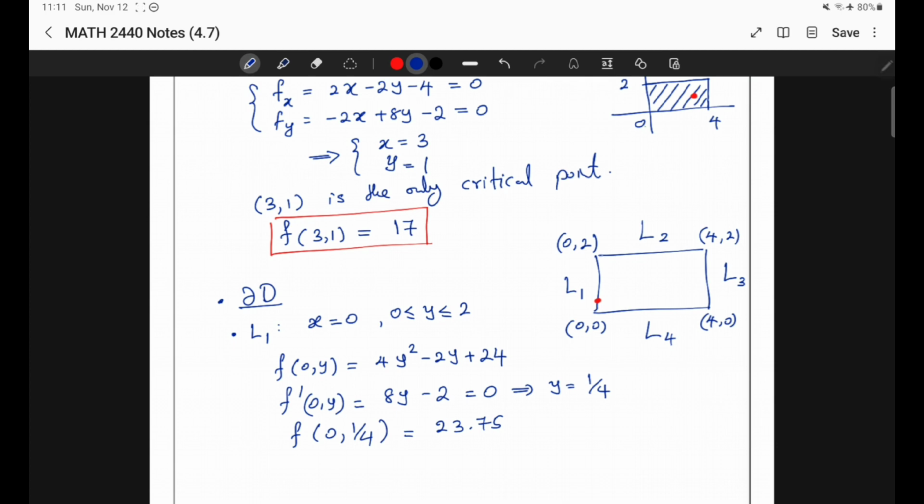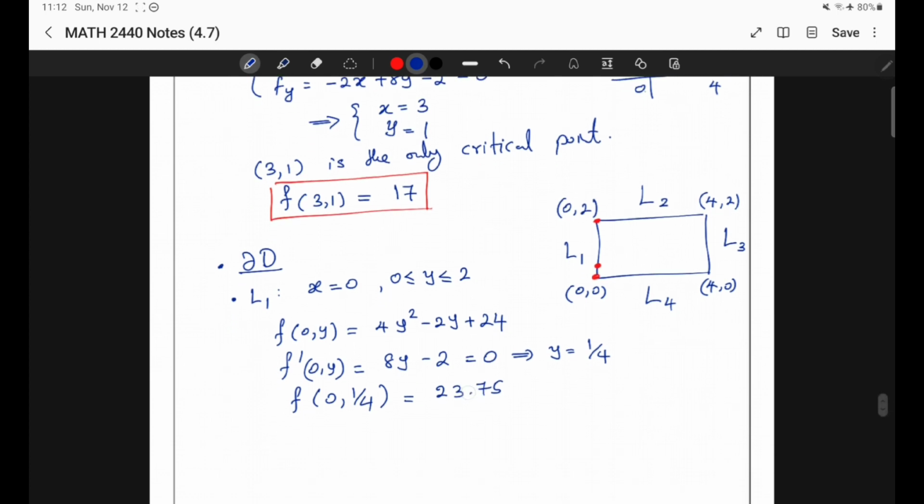Now we need to find the maximum and minimum for a line segment. You need to take care of the boundaries also. So these two values. Now let's find out these values also. The boundary points are f(0, 0). You plug in (0, 0), you get 24.